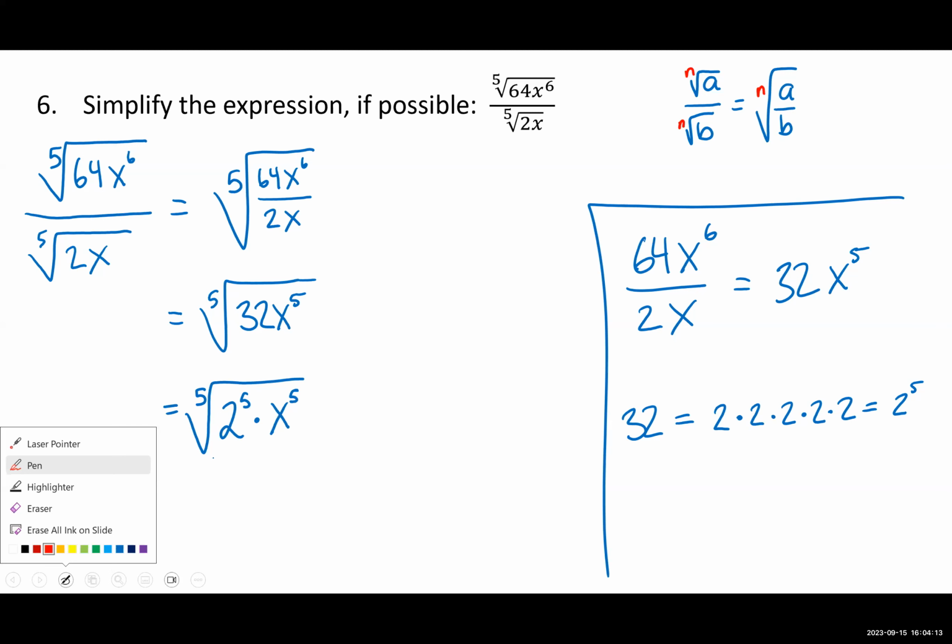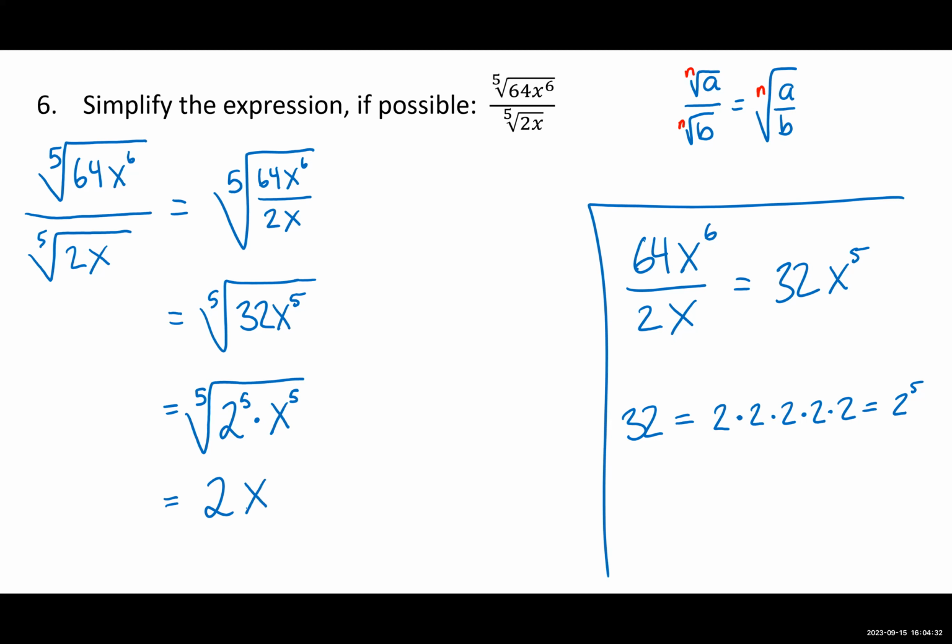So when we simplify this, the fifth root of 2 to the fifth is 2. And the fifth root of x to the fifth is also, they cancel. Fifth root, fifth power, cancel. So we get x. So our final answer here will be 2x. All right. So that does it for number 6.